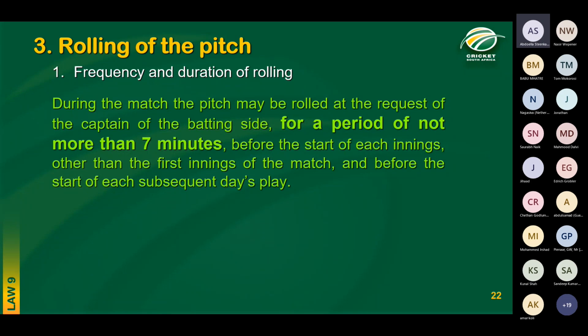So that's the first instance where a pitch is allowed to be rolled once the game has started. The second instance is before the start of each innings. So once a team gets dismissed, or a team declares, or a team forfeits an innings, and the other side needs to go bat, the captain of that now batting side has the option to roll the pitch. So now we know when: before the start of each innings and before the start of each subsequent day's play.